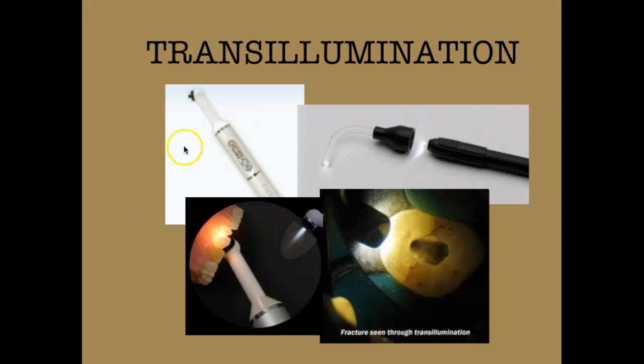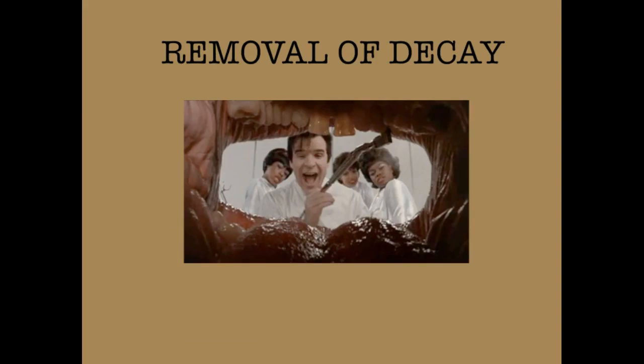Transillumination. It's a very bright light that can be used to see fractures, maybe how deep the fracture can be. It really only is for the crown of the tooth, and doesn't work for the root, because the root is embedded in bone. Lastly, it would be removal of decay. Not quite like this, just wanted to add a little humor. This is from Little Shop of Horrors, which was a play and a movie.